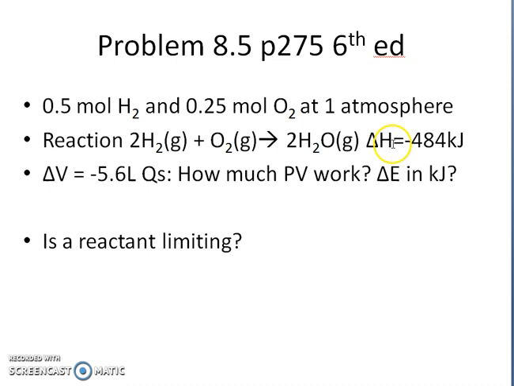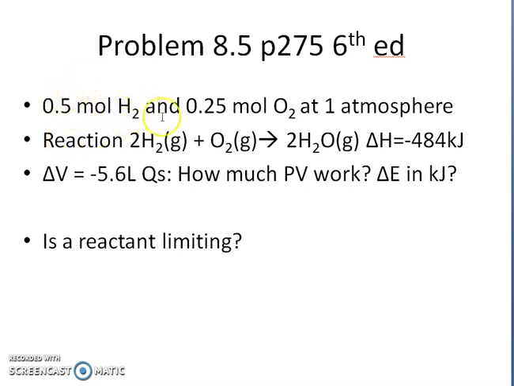The reaction enthalpy is given as minus 484 kilojoules. There's a change in volume. The system's volume is contracting, therefore it's negative. So the change in volume is minus 5.6 liters. Now it's asked that we need to calculate the PV work as well as the change in energy in kilojoules.